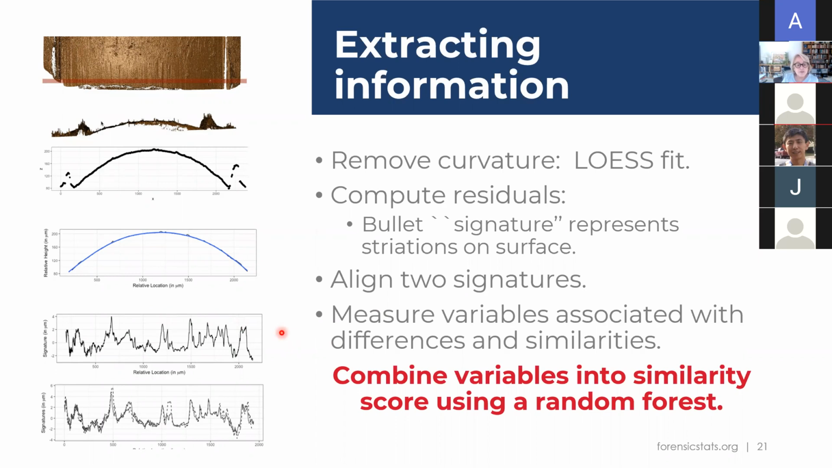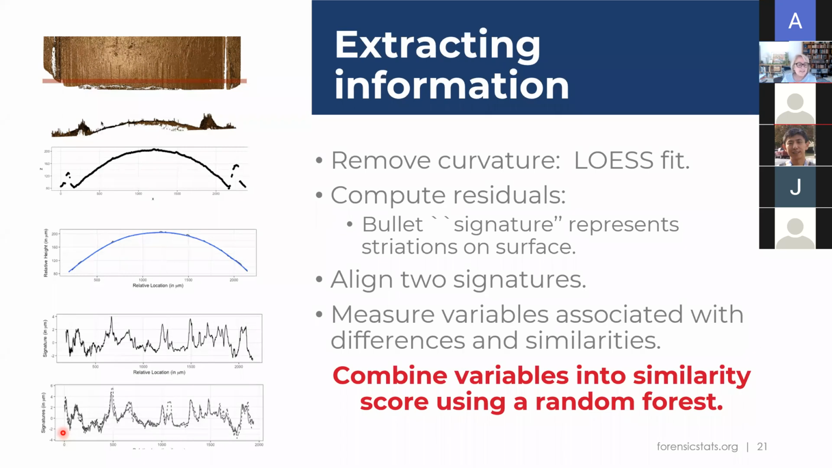By the way, this distance over here is about 2 millimeters. And this is about, what, 6 microns? Yeah. So we're talking about tiny little things. When you have the signatures of 2 different bullet lands, you can align them like we did over here, again using cross correlations. And once you have them aligned as best you can, then you can start measuring differences between these 2 things. So for the initial work we did, we were measuring 7 features here that were associated with the similarities or the differences.